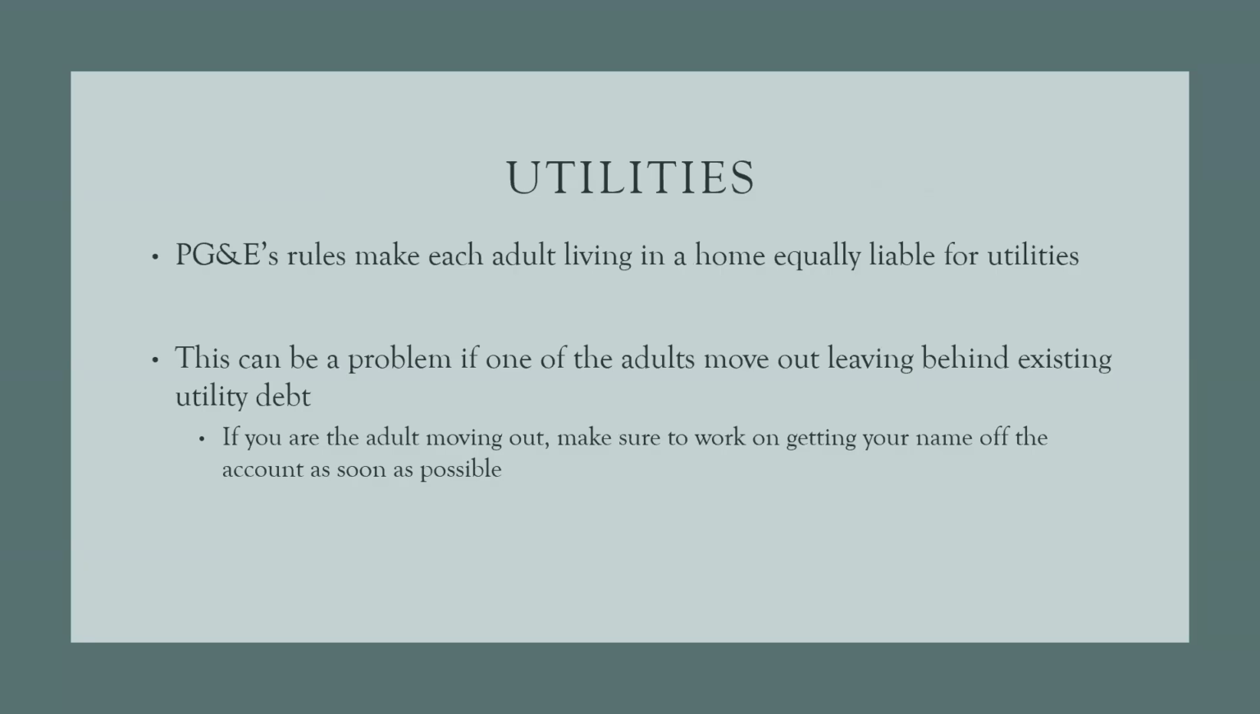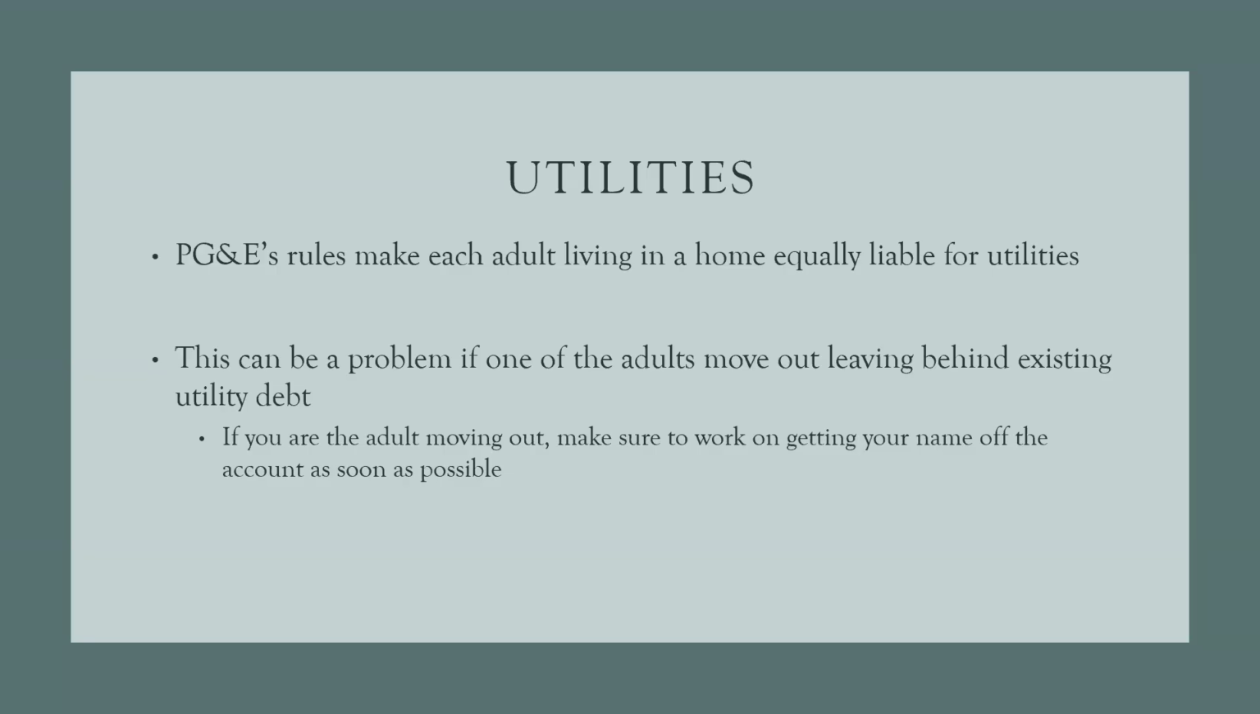PG&E's rules make each adult living in the home equally liable for utilities. So what does that mean? That means if you have a $200 power bill and one person disappears and there were two people living there, the other person who hasn't disappeared is technically liable for the whole 200. And this can obviously be a problem if one of the adults is moving out and leaving behind existing debt. The other person could be on the hook.